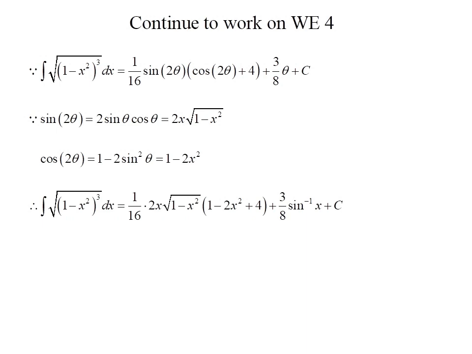Hence, the general solution of the antiderivative equals 1 over 16 times (2x square root of 1 minus x squared times (1 minus 2x squared plus 4)) plus 3 arcsine of x over 8 plus c, which is finally simplified to 1 over 16 times x square root of 1 minus x squared times (5 minus 2x squared) plus 3 arcsine of x over 8 plus c.